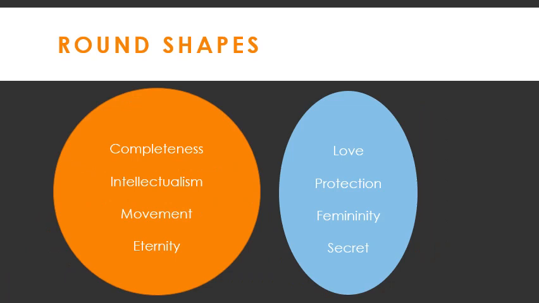So round shapes, they are sort of both geometric and organic. You could have a full circle, you could have an ellipse, and they kind of dance in between the two worlds where we're not only talking about completeness and intellectualism, movement and eternity, you're also talking about these more ethereal qualities like love, protection, femininity, secrecy. So circle, much softer, more intellectual.